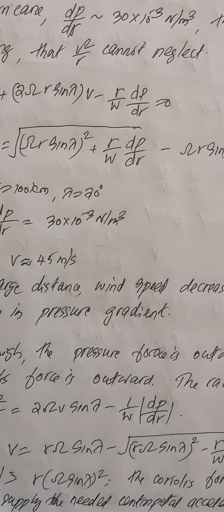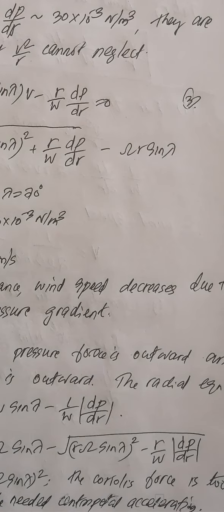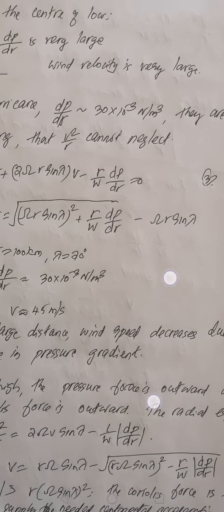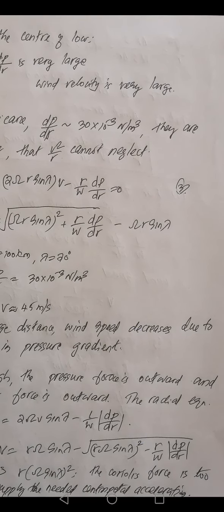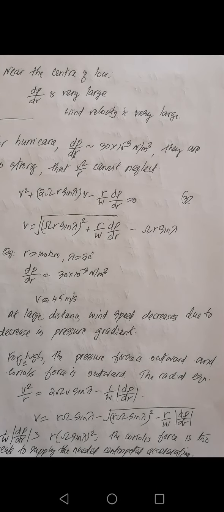Here also you can calculate v using the normal quadratic equation method. V is equal to r omega sin lambda minus square root of (r omega sin lambda) all square minus r by w dp by dr. So this is the equation for high pressure system. Let us analyze this. I am not going into more analysis for high pressure system. If (r omega sin lambda) all square is less than r by w dp by dr, what happens? That means dp by dr is higher. In that case, there will not be any high pressure system.